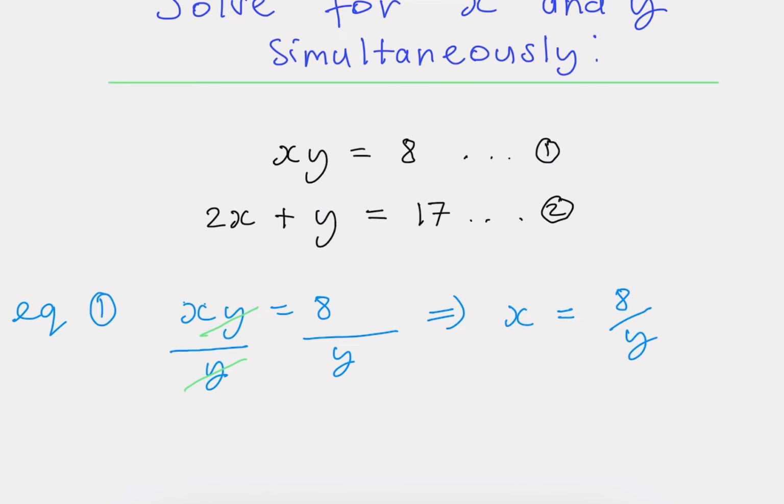We get this from equation 1. We take equation 1, which is xy is equal to 8, and divide both sides by y to solve for x. On the left side, we cancel out the y's and we are left with x. On the right side, we are left with 8 divided by y. So we have solved for x using equation 1. But of course, x is in terms of y, so we need to solve for y. Now we go to the next step.